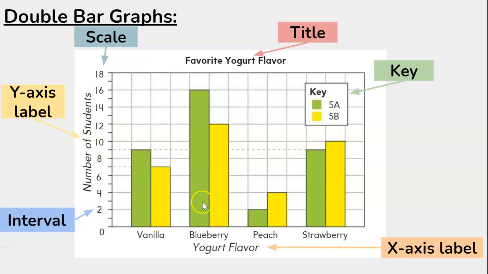Then you also might get questions like, how many more kids in class 5A like blueberry yogurt than kids in class 5B? That's what double bar graphs are really good for. We can compare those two classes. I could find how many in class 5A like blueberry, 16, and subtract how many in class 5B like blueberry, 12. So I could say 4 more kids in class 5A like blueberry yogurt.